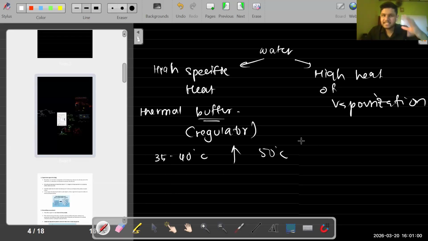Now sweat also contains water. Sweat will be regulating the temperature. Why? Now if you see, sweat is normally cooler, right? Sweat is normally cooler than the body temperature. So when something cooler touches a hot surface, it decreases the temperature, right? So this 50 degrees will eventually decrease to 40 or 35.